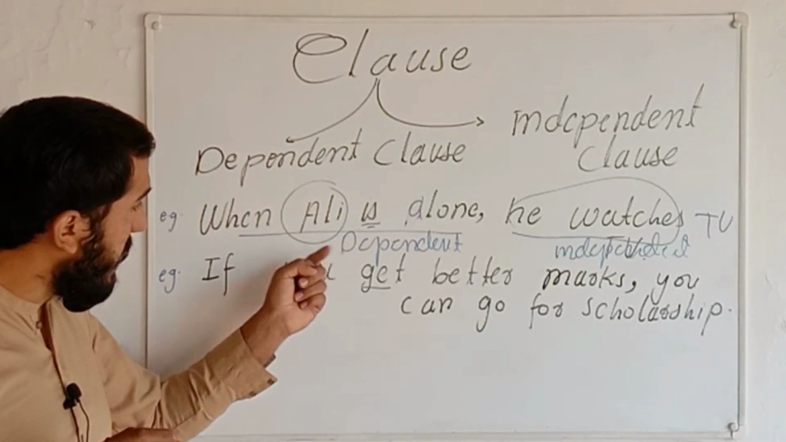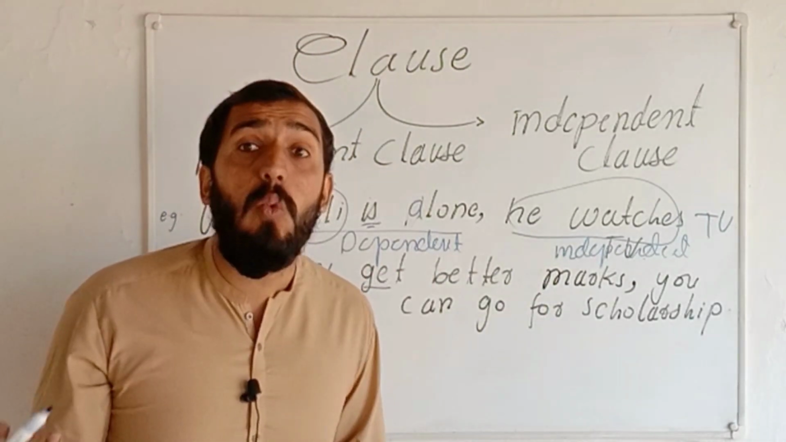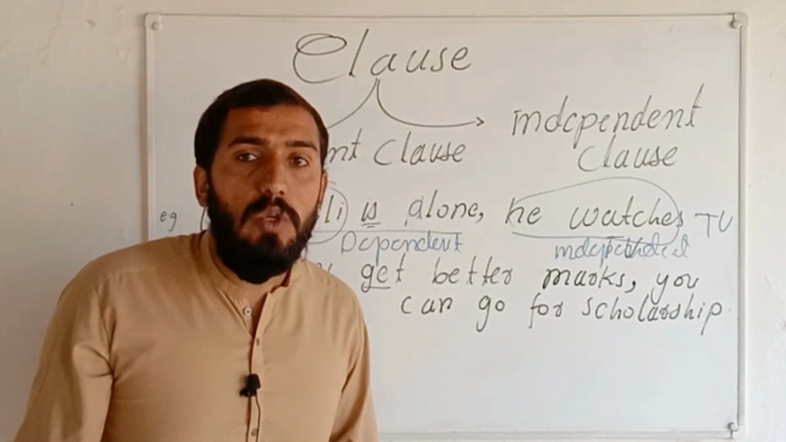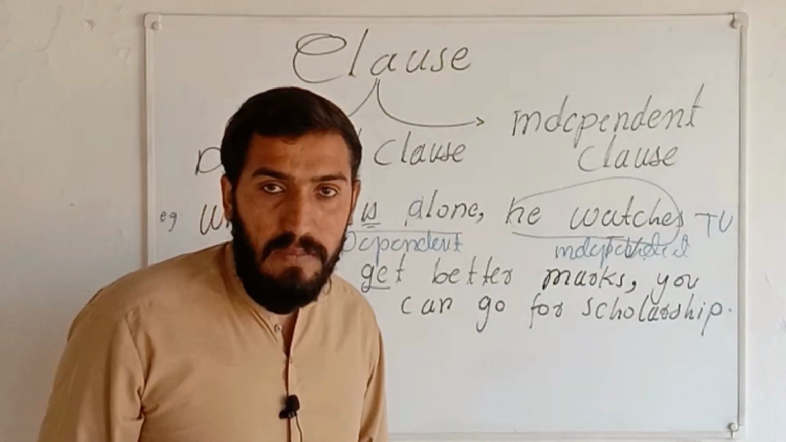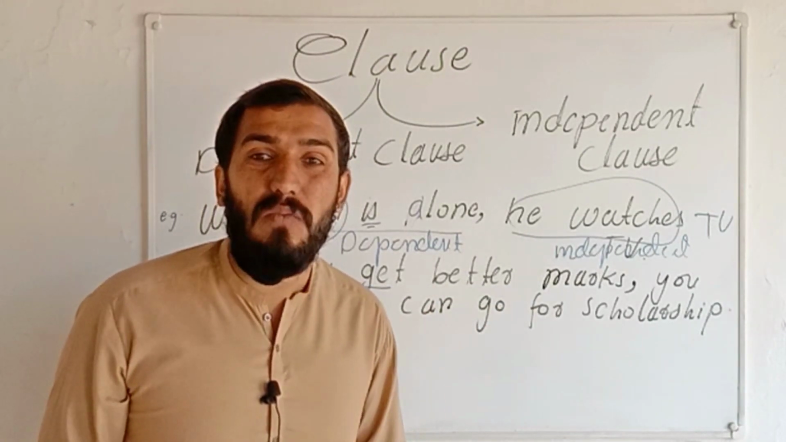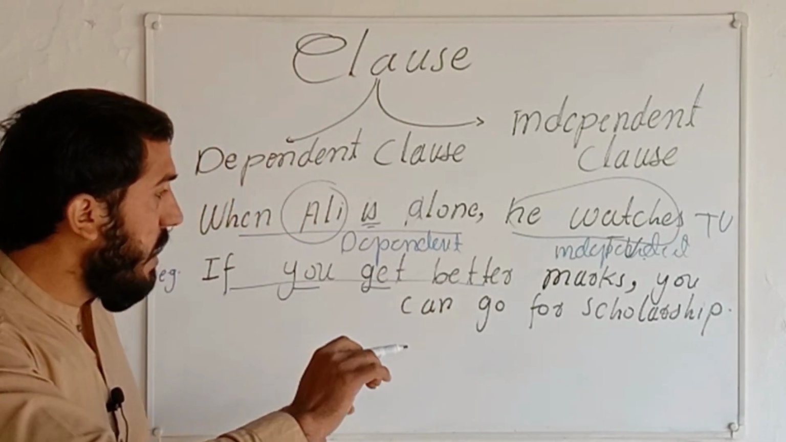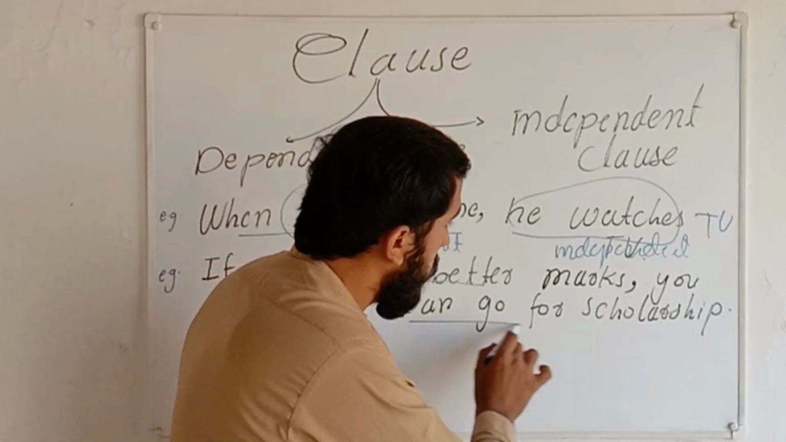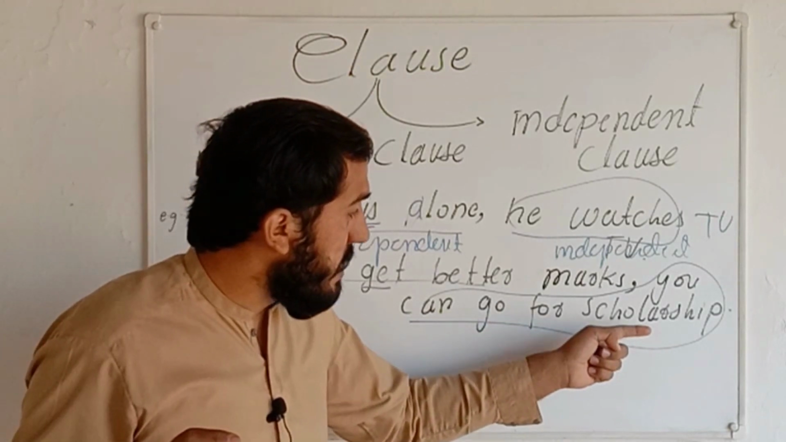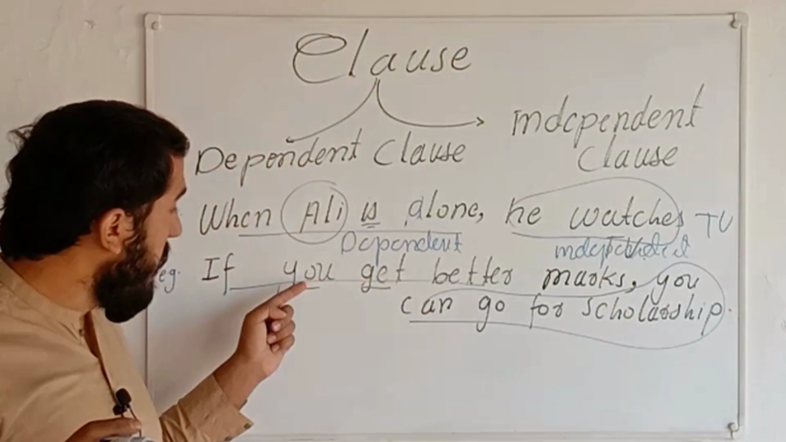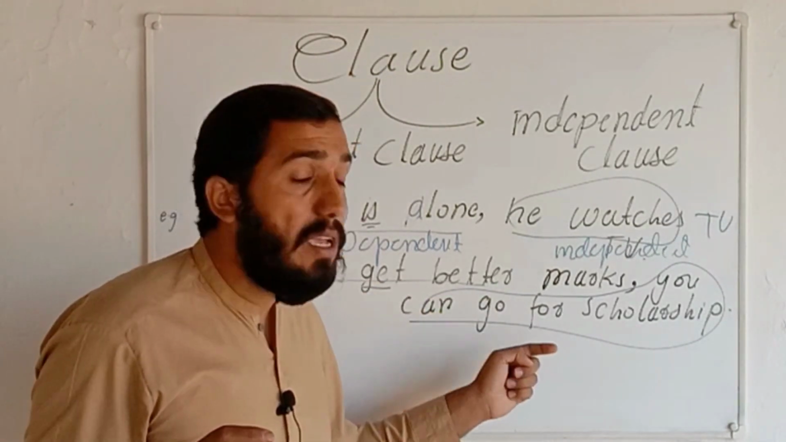If you see, this is a dependent clause. If you get better marks, so what? What will I do if I get better marks? You can go for a scholarship. If you get better and high scores, you can go for a scholarship. This is the dependent clause and this is an independent clause. This clause completes the meaning of the dependent clause. Dependent clause plus independent clause gives complete meaning.